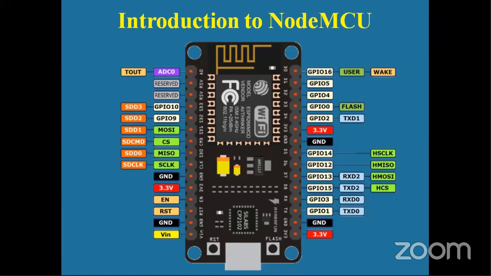Now I told you about NodeMCU. The only difference between a NodeMCU and a simple Arduino is that an Arduino doesn't have Wi-Fi capabilities. NodeMCU has Wi-Fi capabilities, and it has GPIO pins to which you can connect your sensors and actuators. You can connect any type of sensor to the NodeMCU. The only thing is that it has Wi-Fi capabilities. This is the ESP8266 microcontroller, which has Wi-Fi capabilities.